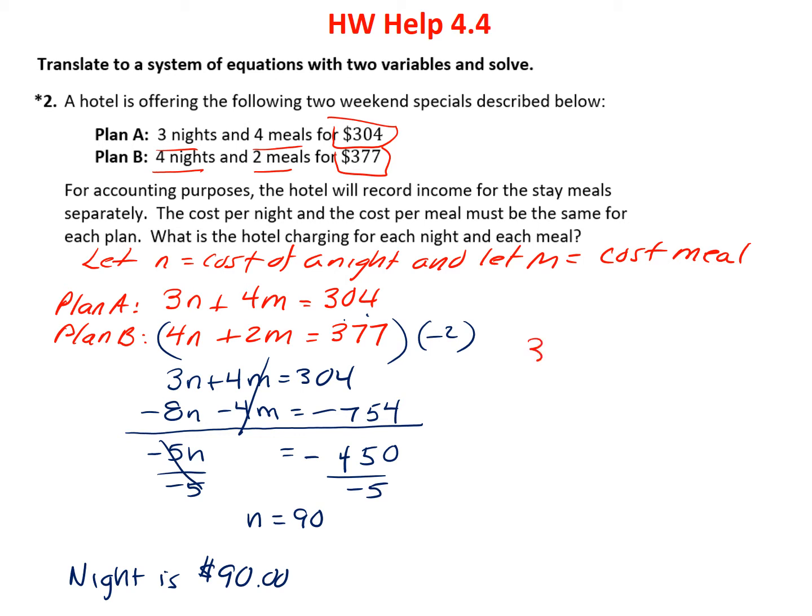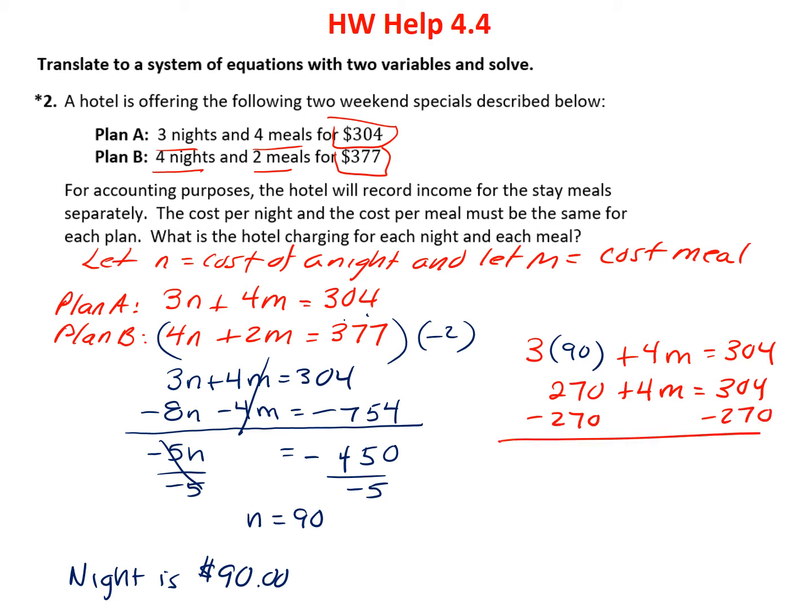So I'm going to take 3 times the n, and we know what n is now. 3 times 90 plus 4 meals equals 304. So this is going to be 270 plus 4m equals 304. Subtract the 270 from both sides. And that goes away, and we have 4m equals 34.